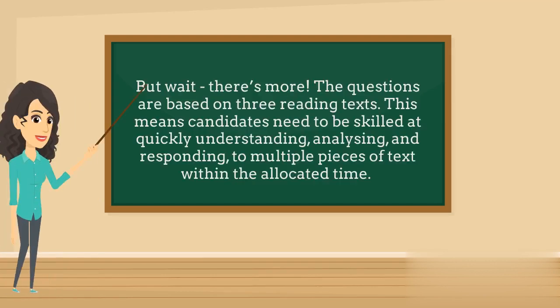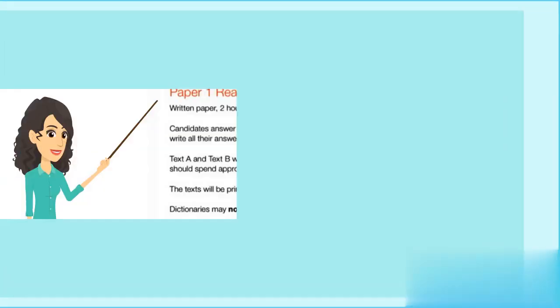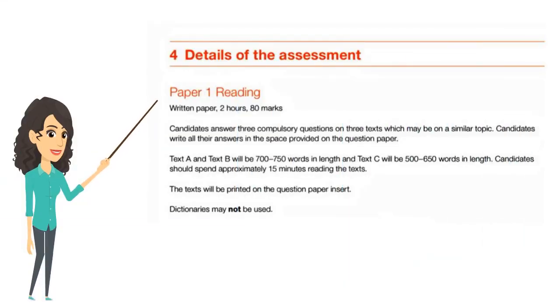But wait, there's more. The questions are based on 3 reading texts. This means candidates need to be skilled at quickly understanding, analyzing, and responding to multiple pieces of text within the allocated time. As you can see on the screen, this is an example of a reading paper that tests your comprehension and writing skills. You have to answer 3 questions based on 3 texts provided in the question paper.